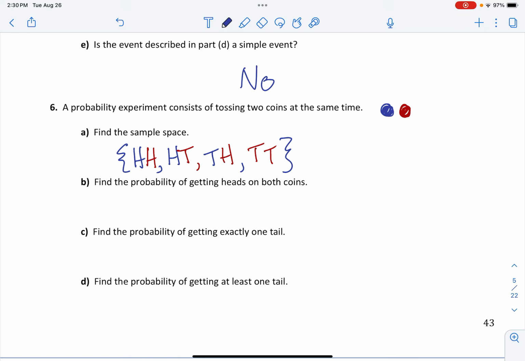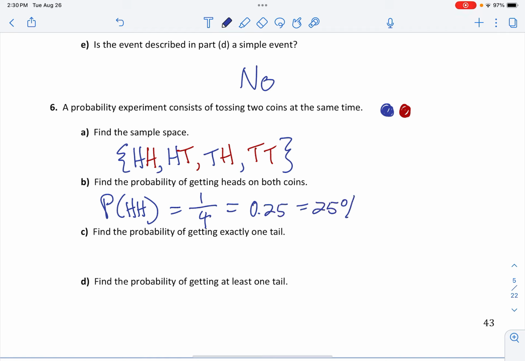That's the key in getting the probabilities right, because now you'll get that bottom number correct, and then the top number is just counting up how many outcomes match the event. So for finding the probability of heads on both coins, that's the probability of HH. I just look, there's only one, and there's four of them total. 1 out of 4, 0.25, 25%.